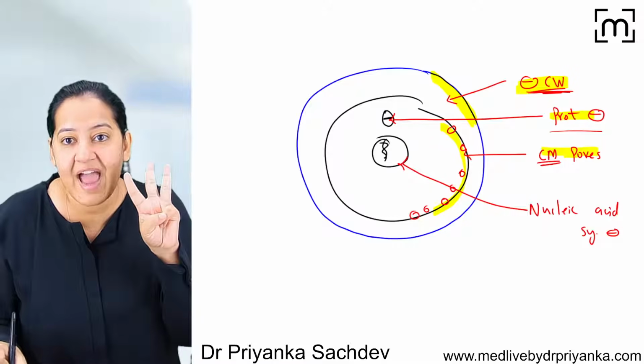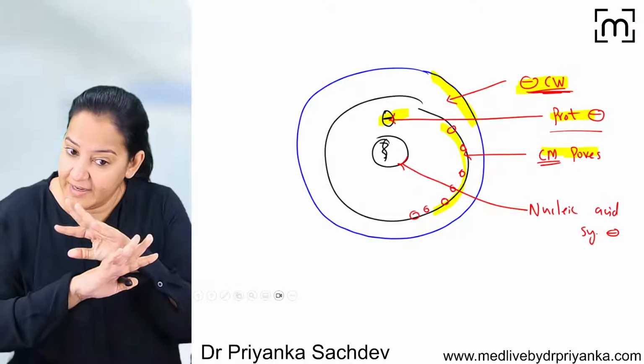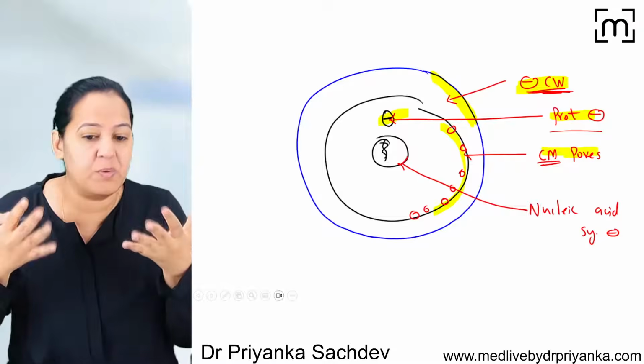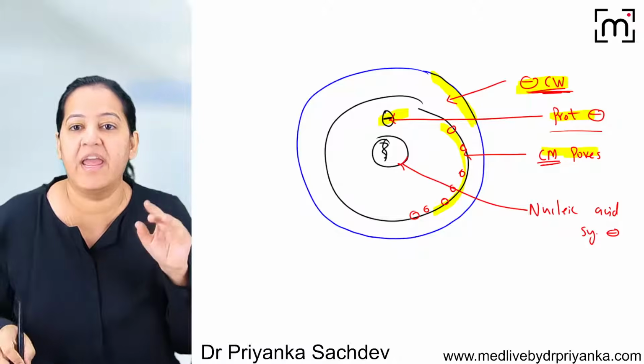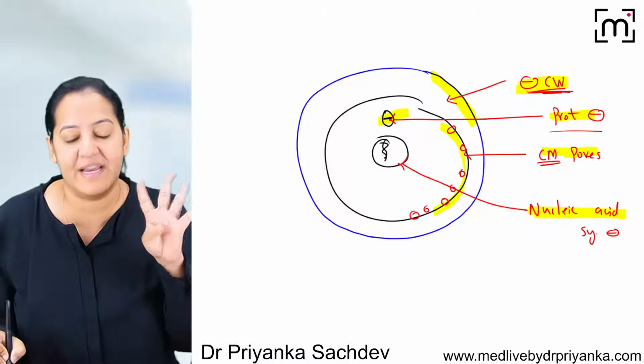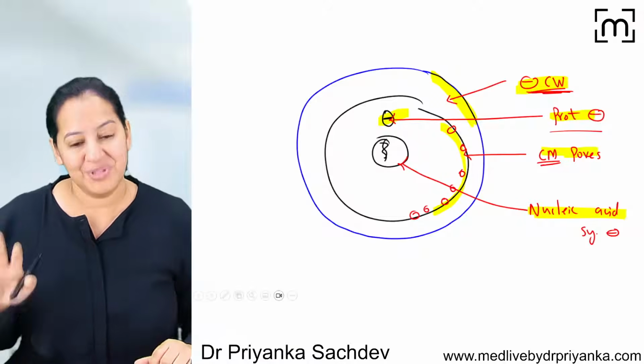The third drugs act on the ribosome. They inhibit the ribosome, so protein synthesis will not take place and the bacteria cannot divide. And the fourth drugs act on the nucleus and inhibit DNA or RNA synthesis. So there are 4 types of drugs.